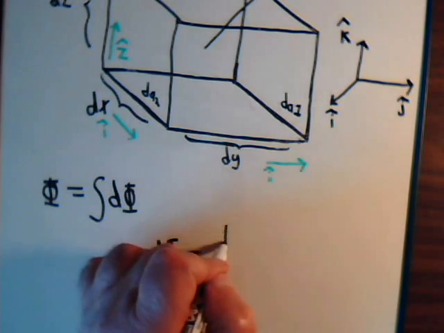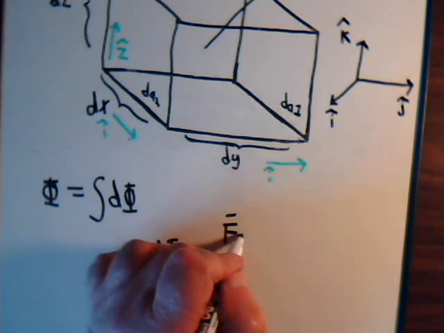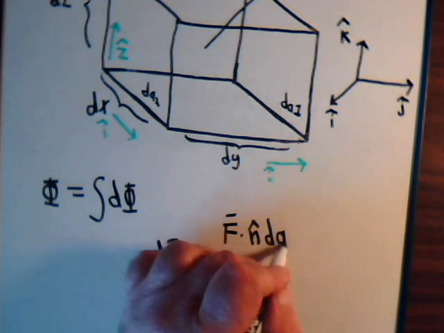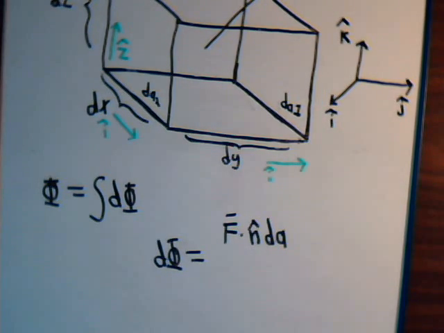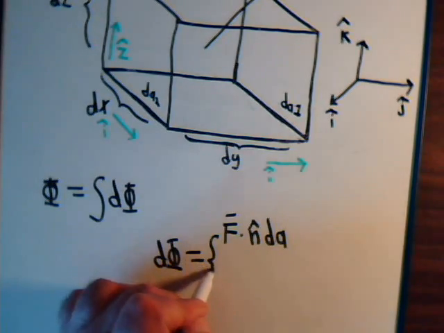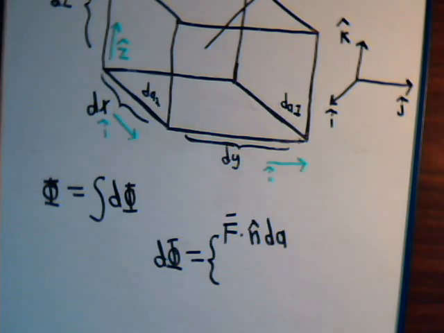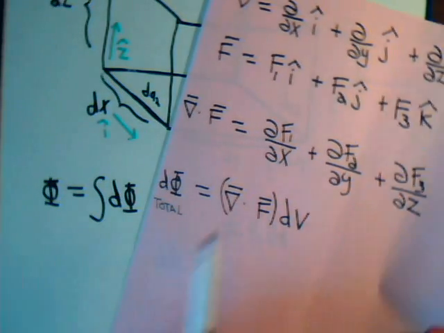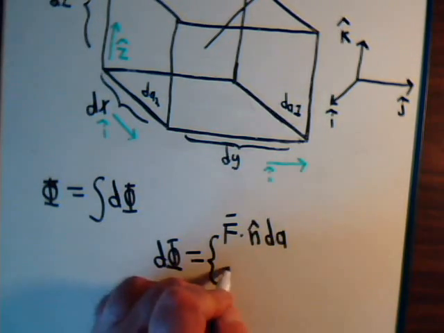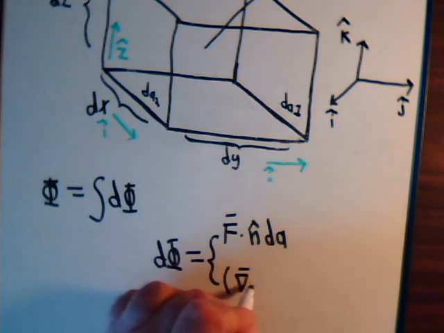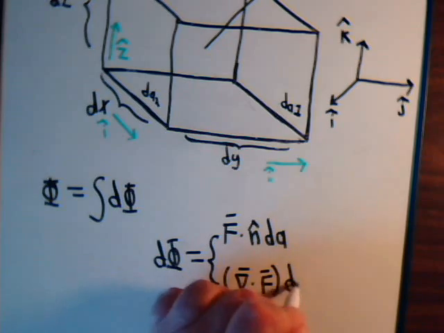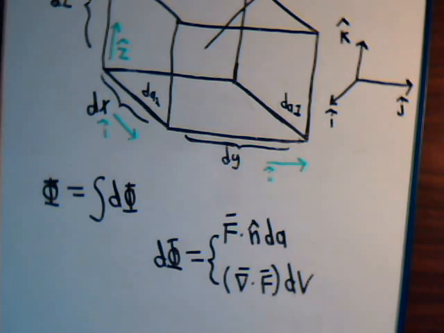This is f dot n dA. But as we also saw, this is also this. We just derived that. So this is also the divergence of the vector times the differential volume element.